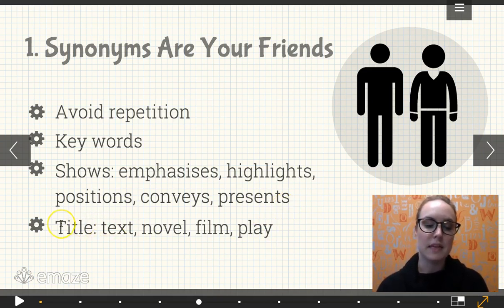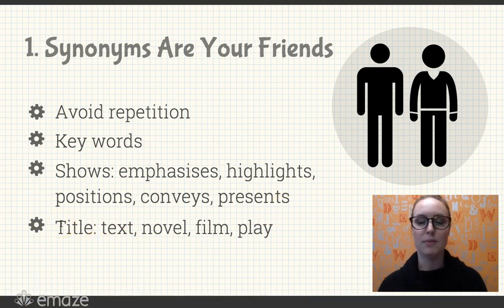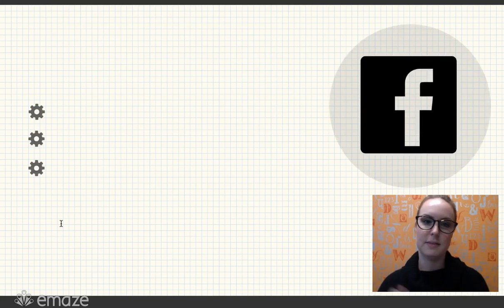And we also see the title repeated a lot, and it's really hard often for students to try and think of another word rather than the Hunger Games when they're referring to the text. So words that you can use instead of that are text, novel, film, play, whatever it happens to be. You can also perhaps refer to the genre. Just try and mix it up a little bit so that you're not constantly repeating the title of your text.